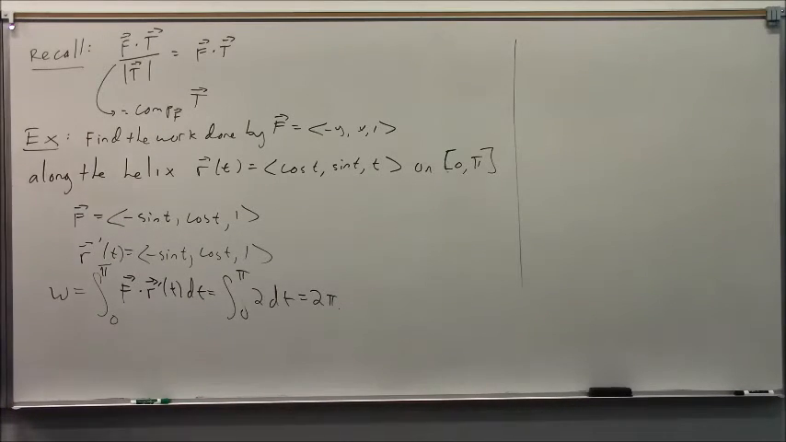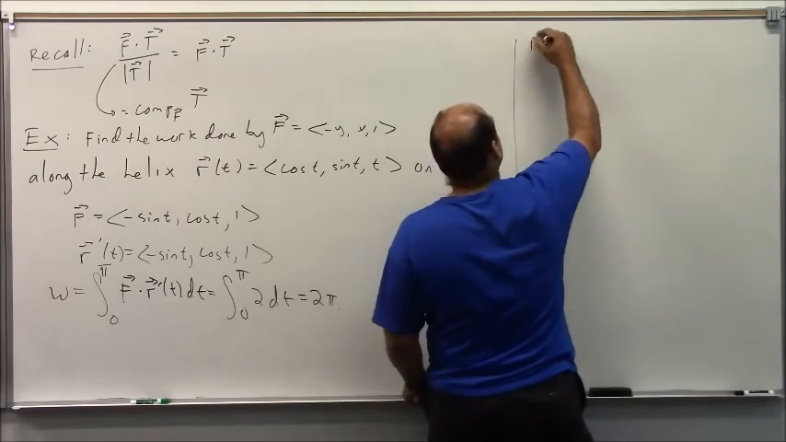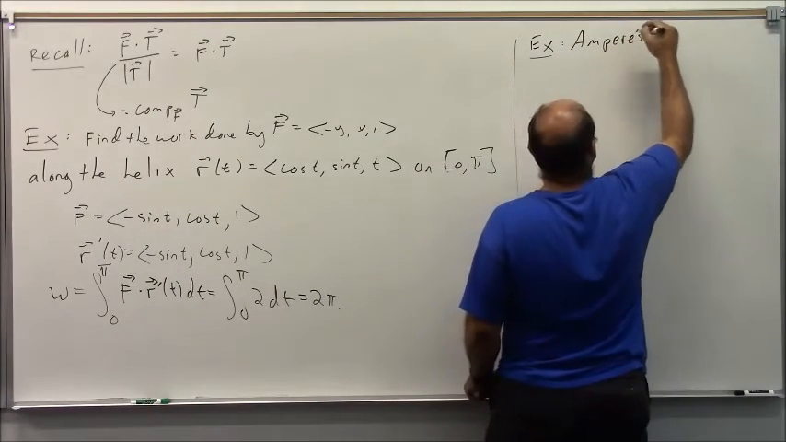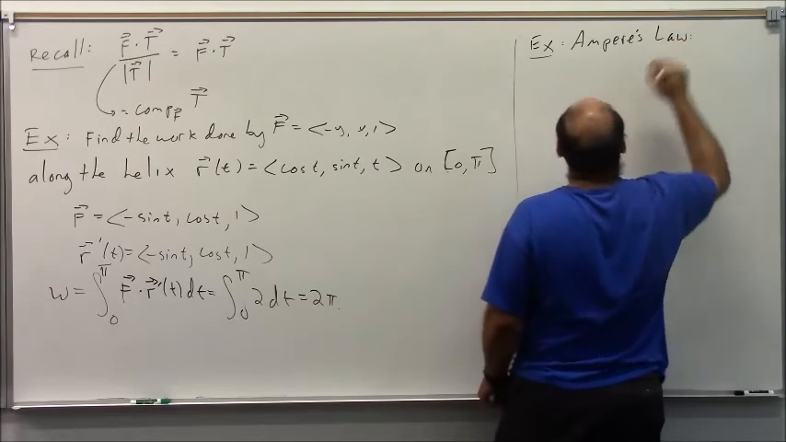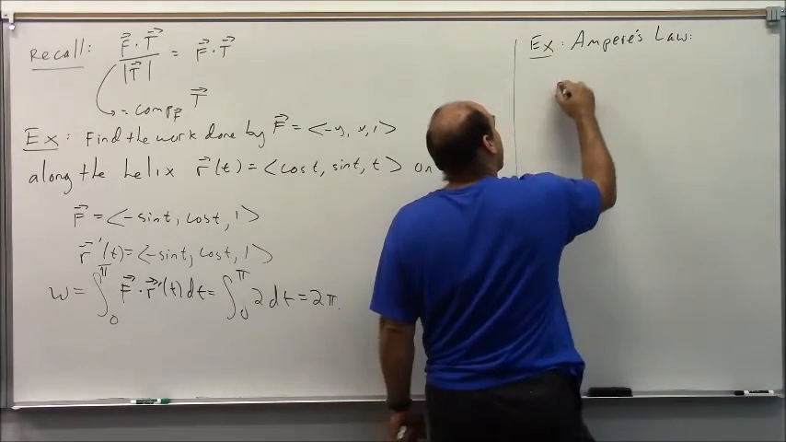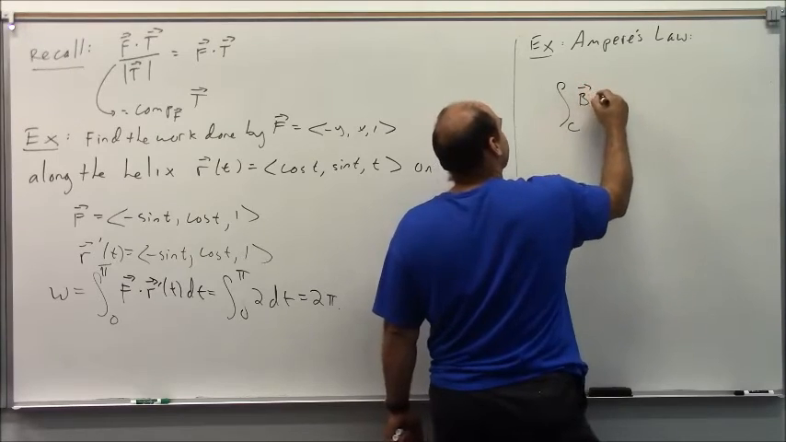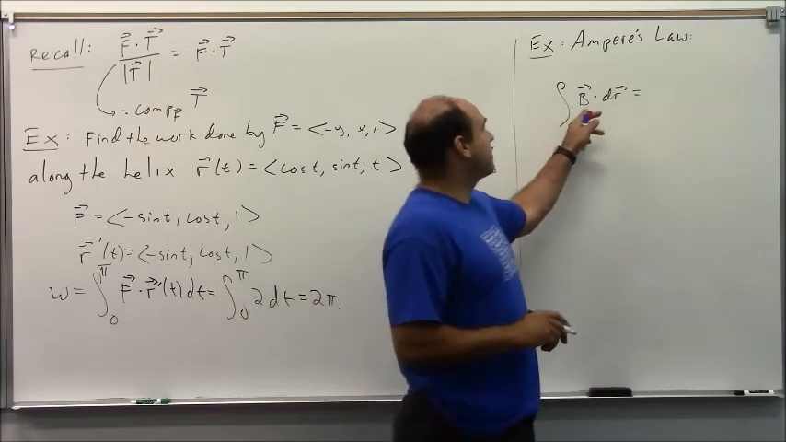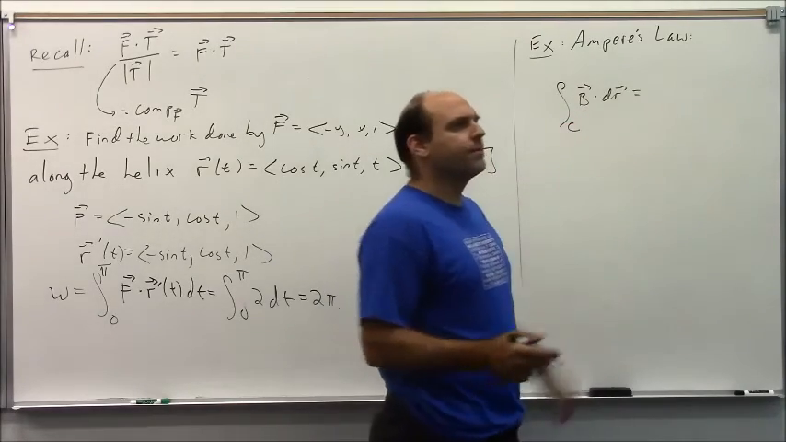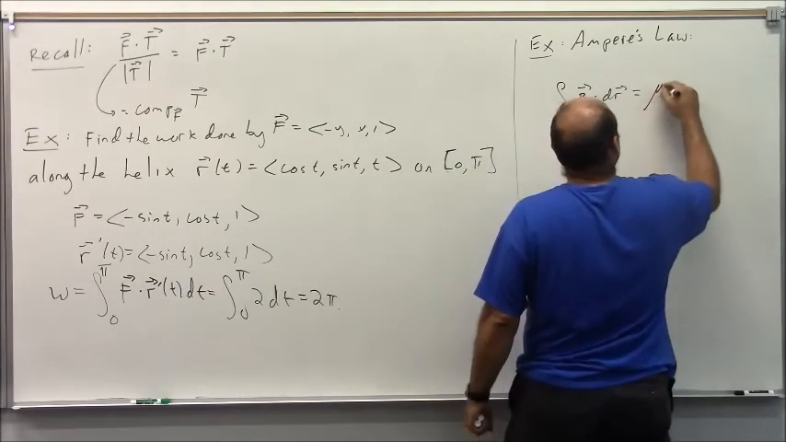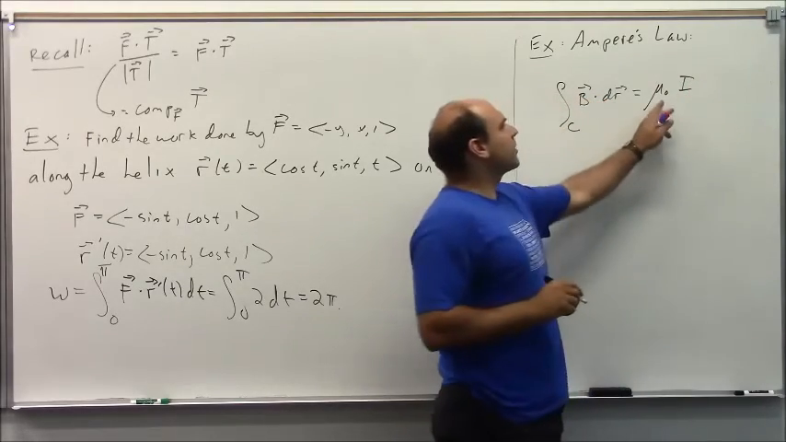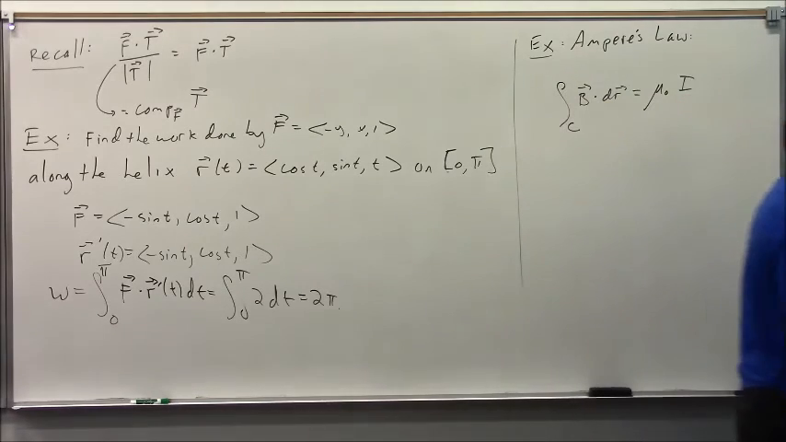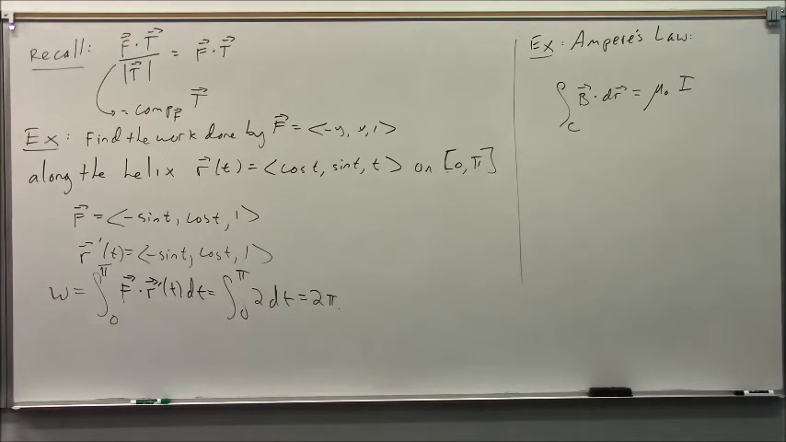So these aren't just about work. Let me show you another example here. This is from electricity and magnetism. This is called Ampere's law. And it says path integral over a curve C of B dot dr. So there's a vector field path integral. B is a magnetic field. C is some curve. Is equal to mu 0 times I. Mu 0 is a constant, and I is the current passing through the curve C.